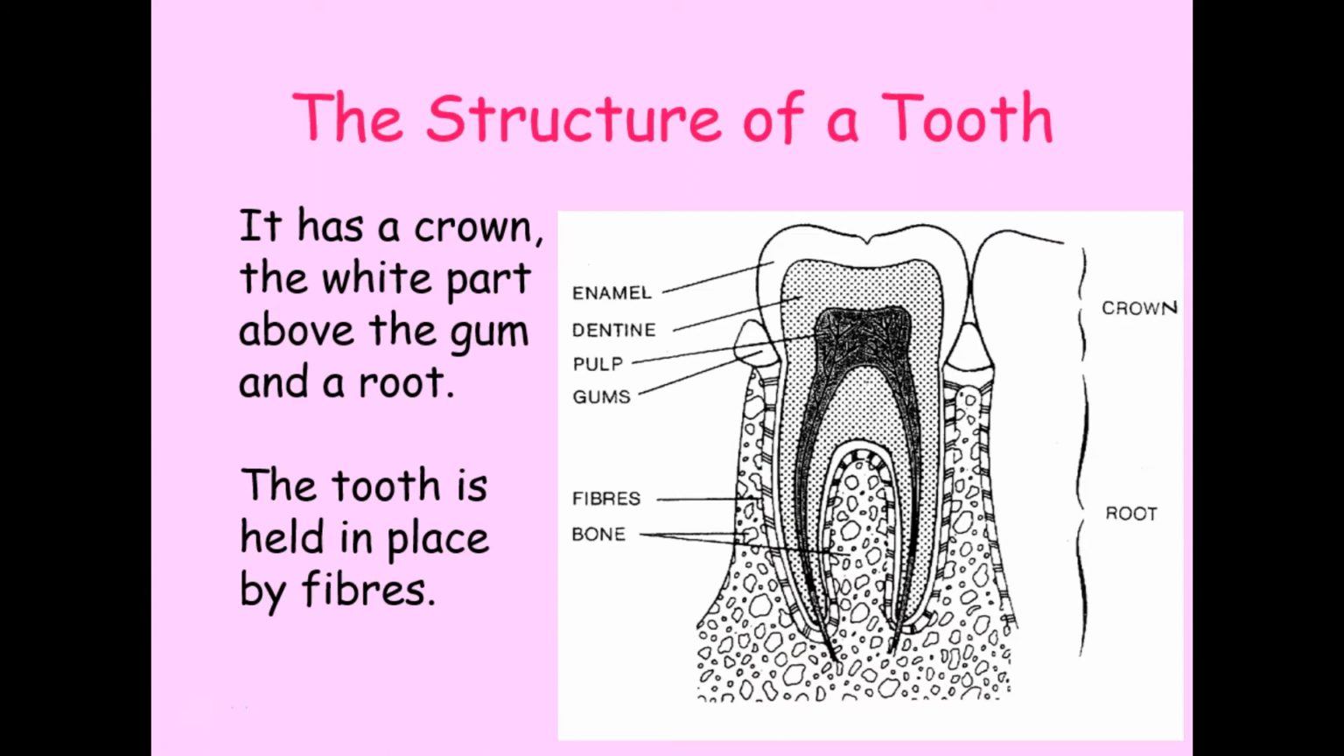Right then, let's start by looking at the structure of the tooth. The diagram here shows a cross-section of a tooth. By that I mean, imagine that you have a single tooth and you slice it vertically downwards, right in the middle, then this is what you would see inside. So a tooth has a crown, which is the white part above the gum, and a root. Here is the crown, this is your gum line, and this is your root. Let's go through the different parts in more detail.